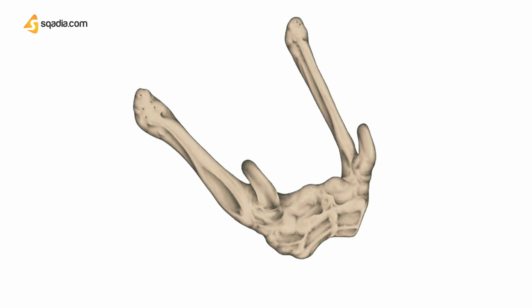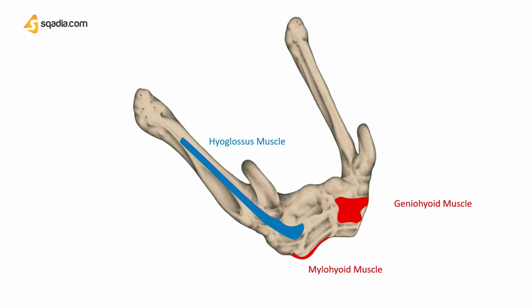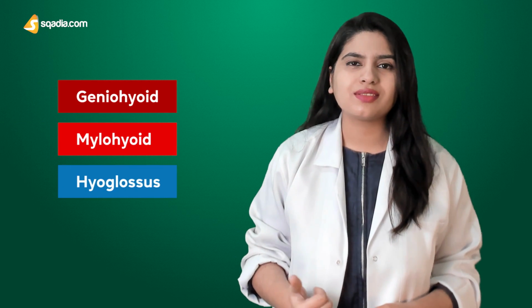On the anterior surface of the body, we have two muscles that have insertions, the geniohyoid and mylohyoid muscle, and one origination, the hyoglossus muscle, that extends to the greater cornua. I told you about the triangle of the neck earlier. These three muscles make it up: the geniohyoid, the mylohyoid, and the hyoglossus.